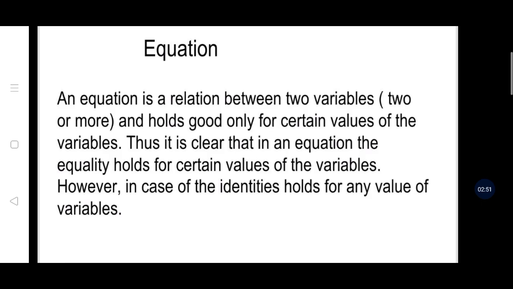What does it mean? An equation is a relation between two or more variables and holds good only for certain values of the variable. Thus, in an equation, the equality holds for certain values of the variable. However, an identity holds for any value of the variable.